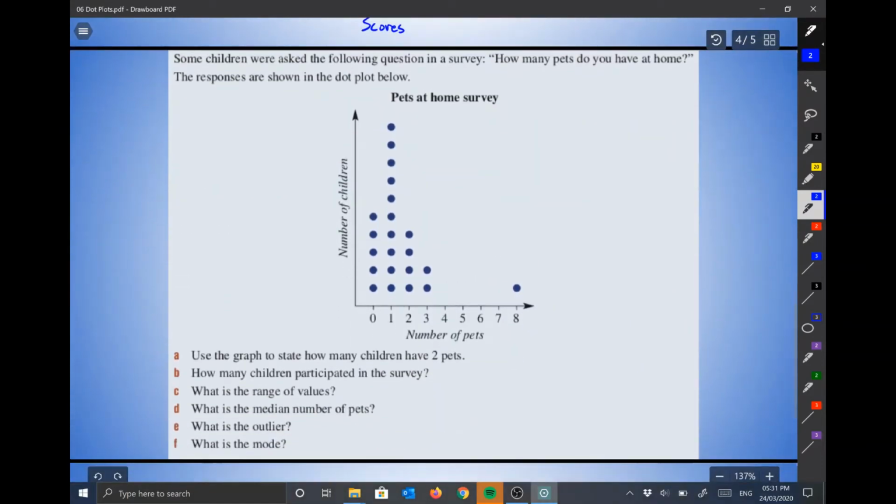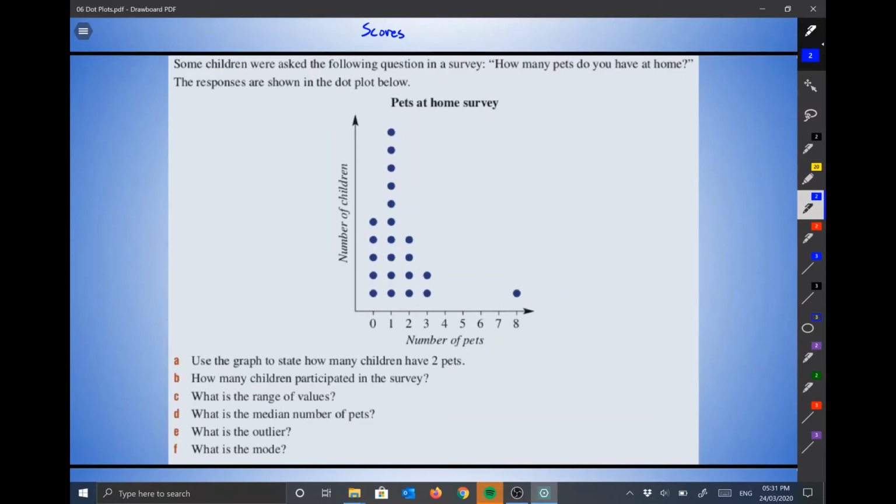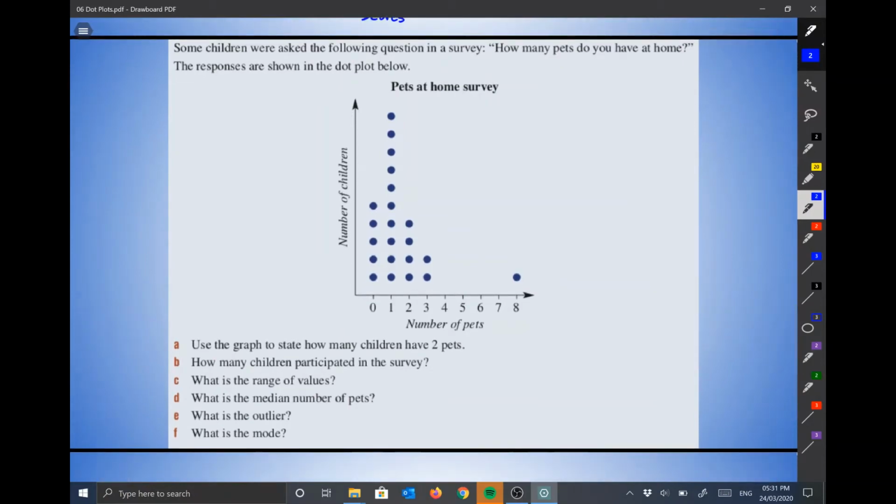Let's look at one more example. This one is about interpreting a dot plot. So the data that we have here is a class has been asked the question, how many pets do you have in your home? And the responses from 0 pets to 8 pets are recorded here in this dot plot. So to answer the first question, how many children have 2 pets, we find the number 2 here and then count how many dots are above it. And there are 4 dots above the 2. So that means there were 4 children in this class that had 2 pets.